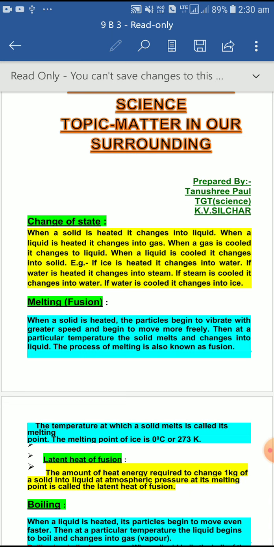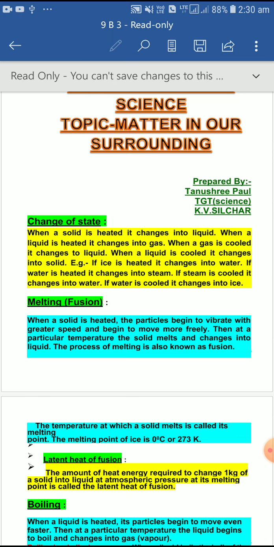Now the first I said from solid to liquid. First change is from solid to liquid. That change is known as fusion. Remember, when the state changes from solid to liquid, it is known as fusion. Example of an ice: when an ice melts at a particular temperature, it changes into liquid. The process of melting is also known as fusion, because ice melts, it is known as fusion.